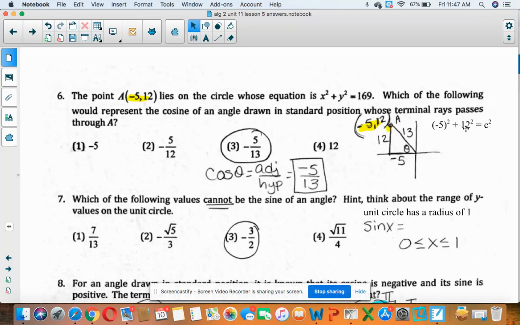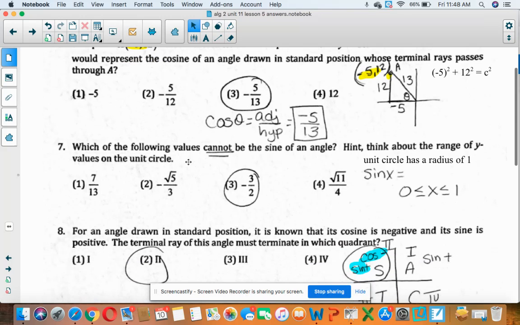So negative 5 squared plus 12 squared equals c squared. That's a Pythagorean triple, so you probably didn't even have to do it out, but it does come out to be 13. And then I want to find the cosine. Cosine is adjacent over hypotenuse. So here's my angle theta. Adjacent is negative 5, and my hypotenuse is 13, so it is choice 3.